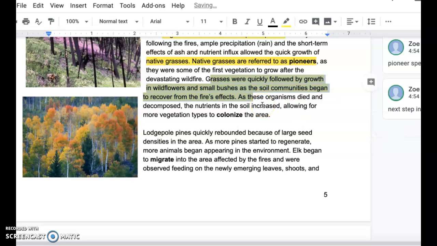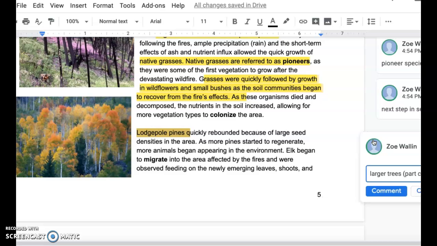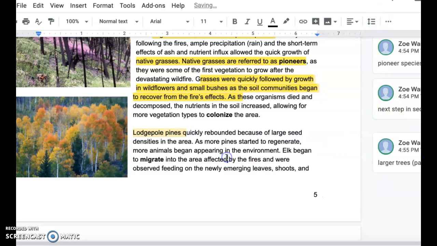All these organisms died and decomposed. The nutrients in the soil increased, allowing for vegetation types to colonize the area. Lodgepole pines, right, these are larger trees. So I'm going to put larger trees, part of climax community, question mark. Because remember, you do have to explain what the climax community is in those questions.